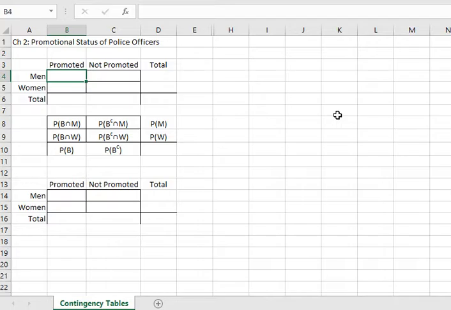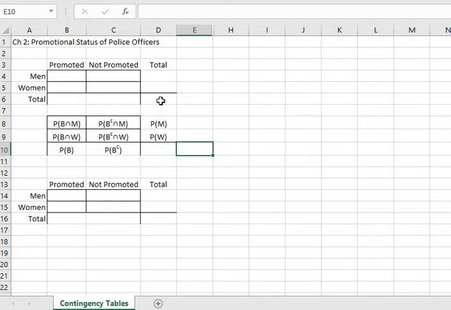We're going to take the data and see if the promotion and gender are dependent events as put forth by the females, or if they are independent events as put forth by the police administration. So if you haven't already done so, take a few moments and set up a workbook that looks like this. My center section here is just for review purposes so that you can see the terms and follow along with what we're doing. You don't necessarily need to include that in your workbook.